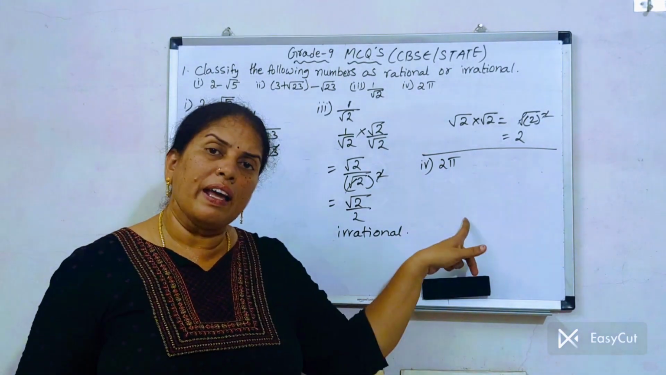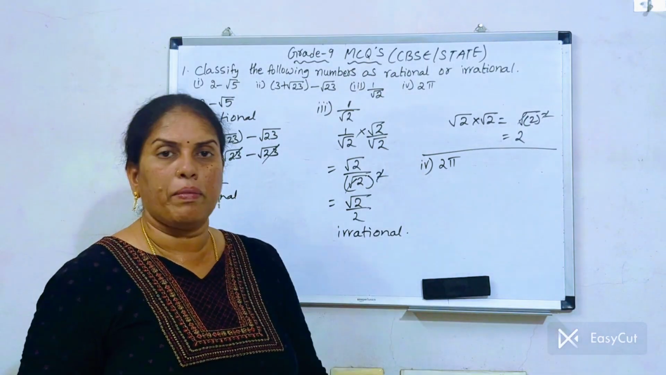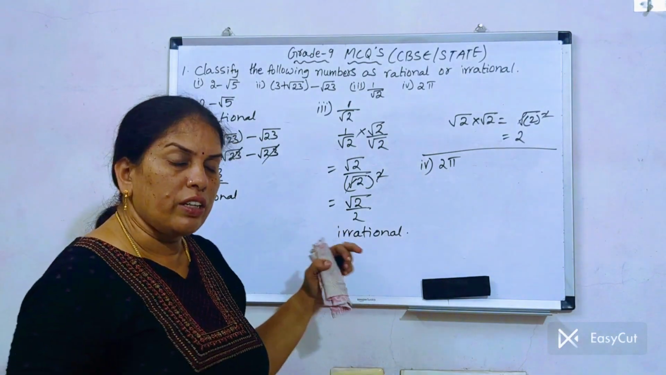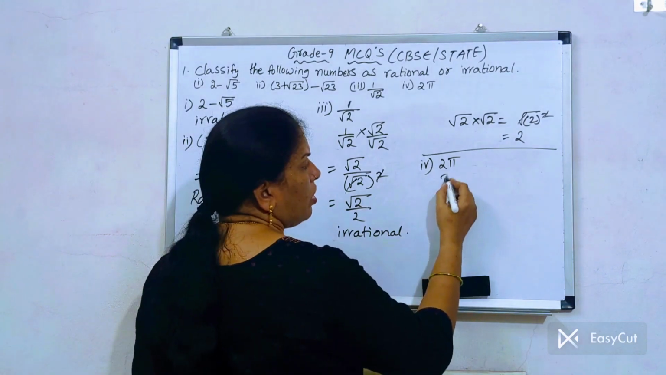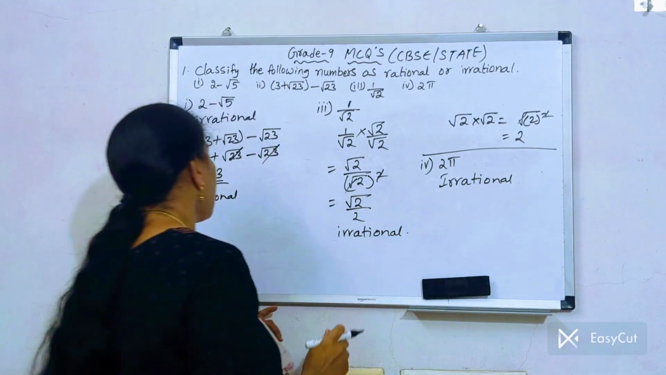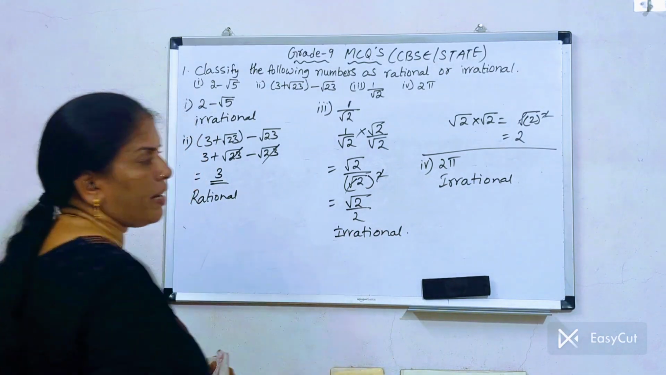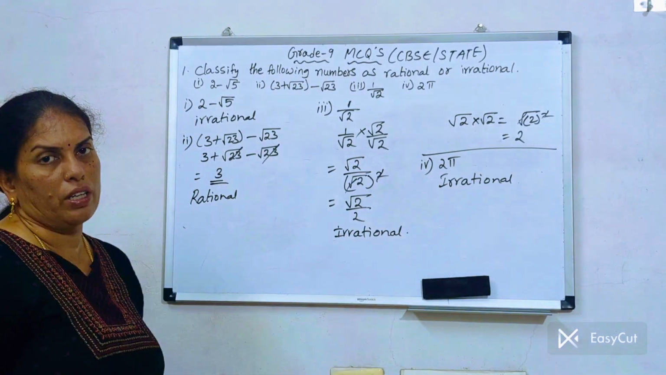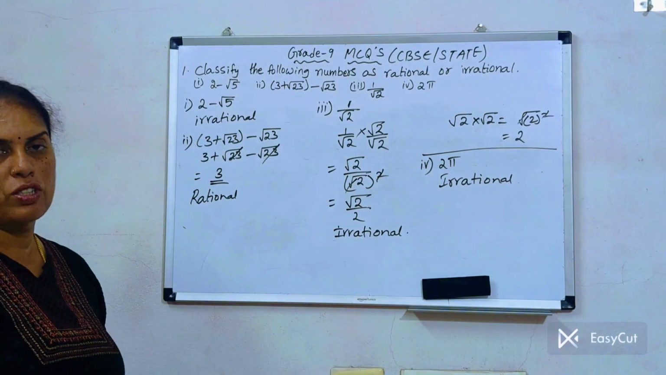If we multiply an irrational number with any other number, we will get an irrational number. It will be irrational only. So, it is an irrational number. We can write it in small letters also, ma. Irrational. 2 pi is irrational. All of you understood? Like this we must find out.